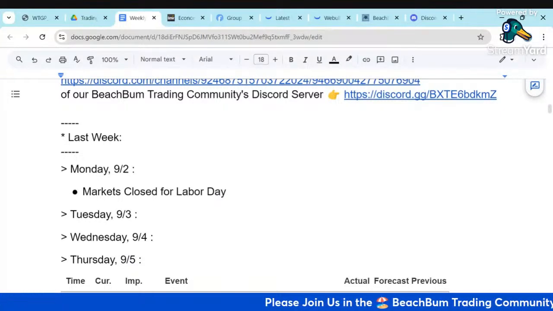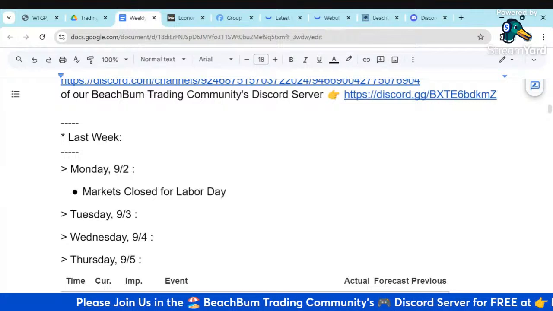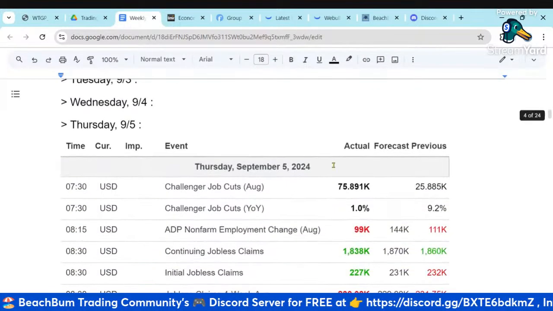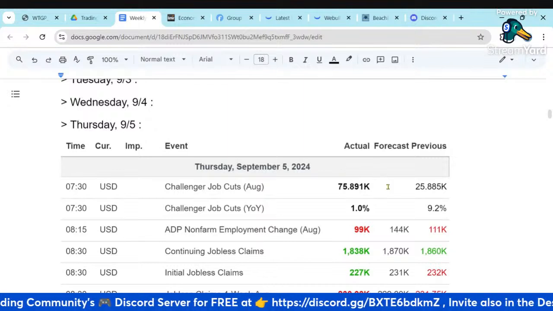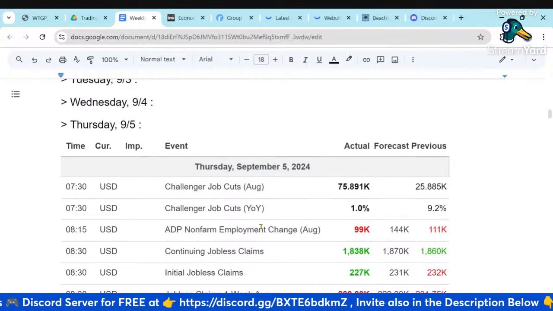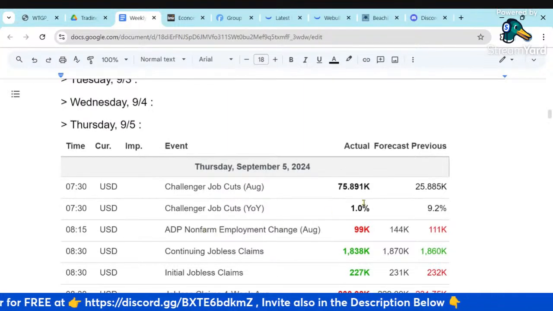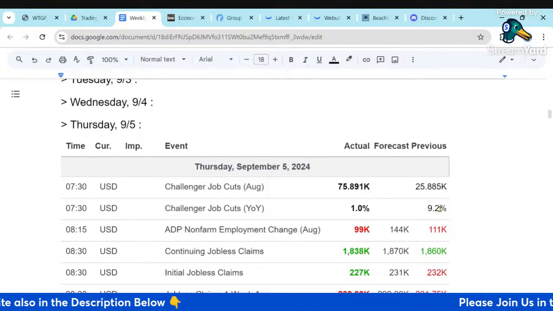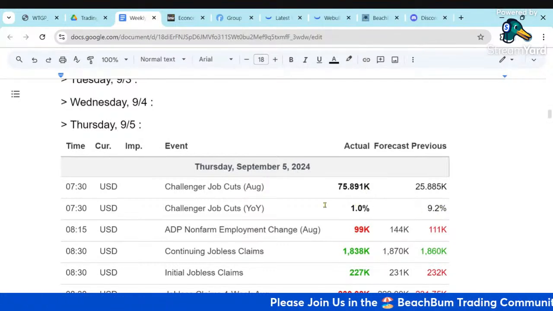So Monday, hope you all had a great Labor Day holiday weekend, a nice long weekend. Didn't have much Tuesday, Wednesday. Thursday, we got Challenger job cuts and ADP non-farm employment. So we see we got more job cuts, although the year-on-year rate's much lower than the previous, so 1%, but we got significantly more job cuts.